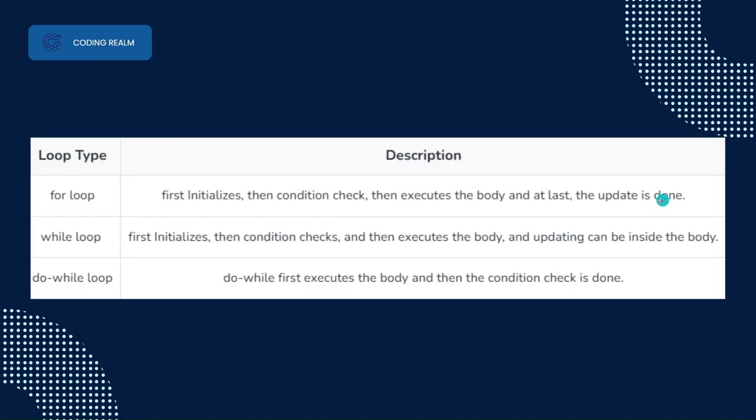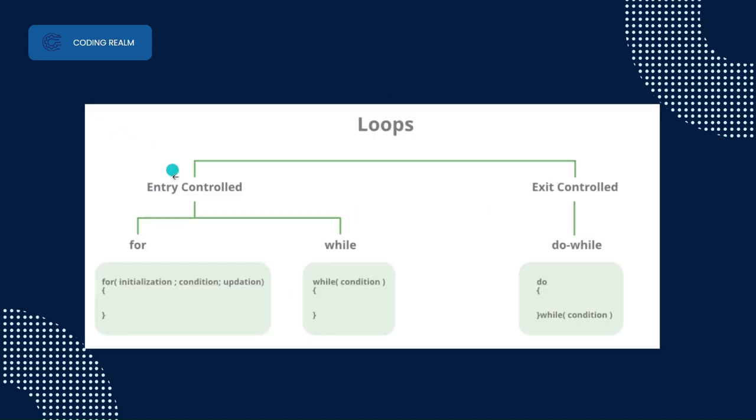Now let's see the difference between the for, while, and the do while. For loop: first we have the initialization, the condition check, then it executes the body, and at last the update is done. Initialization, the condition, updating, and we have here the body.